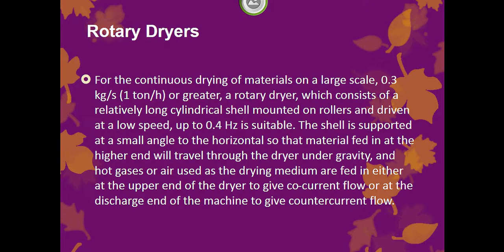Now, your rotary dryer is applicable for continuous drying of materials on a large scale, 0.3 kilogram per second. So, that would be like 1 ton per hour or greater. A rotary dryer consists of a relatively long cylindrical shell mounted on rollers and driven at low speed of up to 0.4 Hz. The shell is supported at a small angle to the horizontal so that the material fed in at the higher end will travel through the dryer under gravity, as mentioned already, and hot gases or air used as the drying medium are fed in either at the upper end of the dryer to give co-current flow or at the discharge end of the machine to give counter current flow.